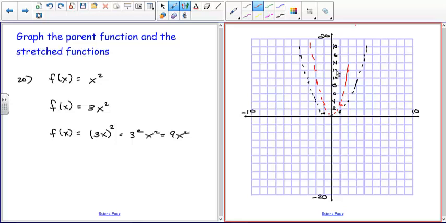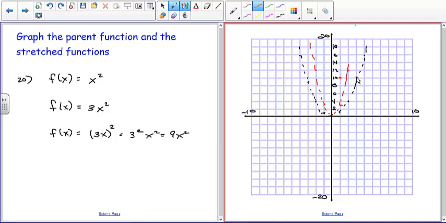Now, here we could go by a factor of 9. So instead of going over 1 up 1, we go over 1 up 9, right there. But you can see another way I can think about it is that compared to my standard function, I only have to go a third of the way in the x direction. So this is how far I had to go on the standard function. So to get the same result, I only have to go a third of the distance.